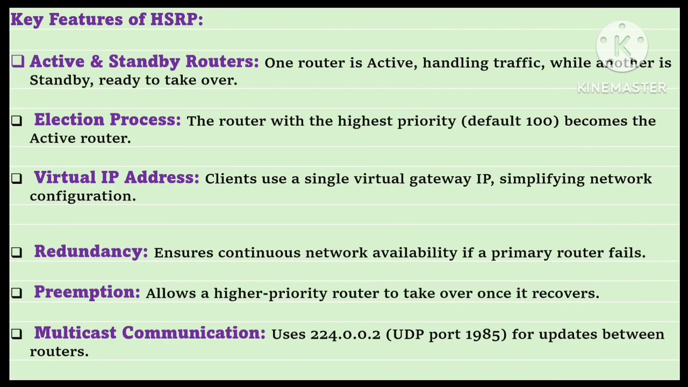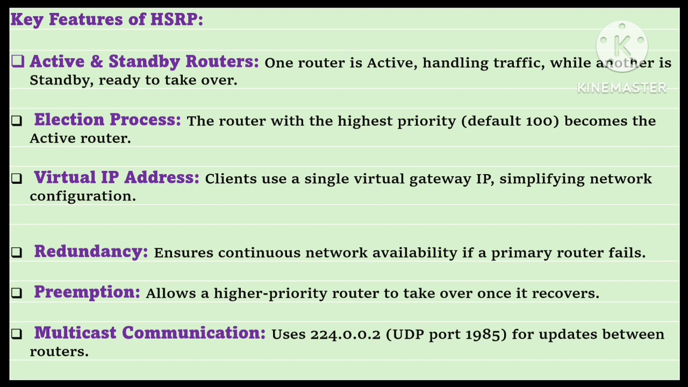The key features of HSRP are the active and standby routers. As I told, in the group there are two routers identified through an election process, active and standby, and you know the roles. Active will forward the traffic while standby is ready to take over. In the election process, as I said, hello messages are used to communicate among the devices to identify active and standby. The default priority is 100, but you can configure the priority on the routers. The highest priority router will become the active one.